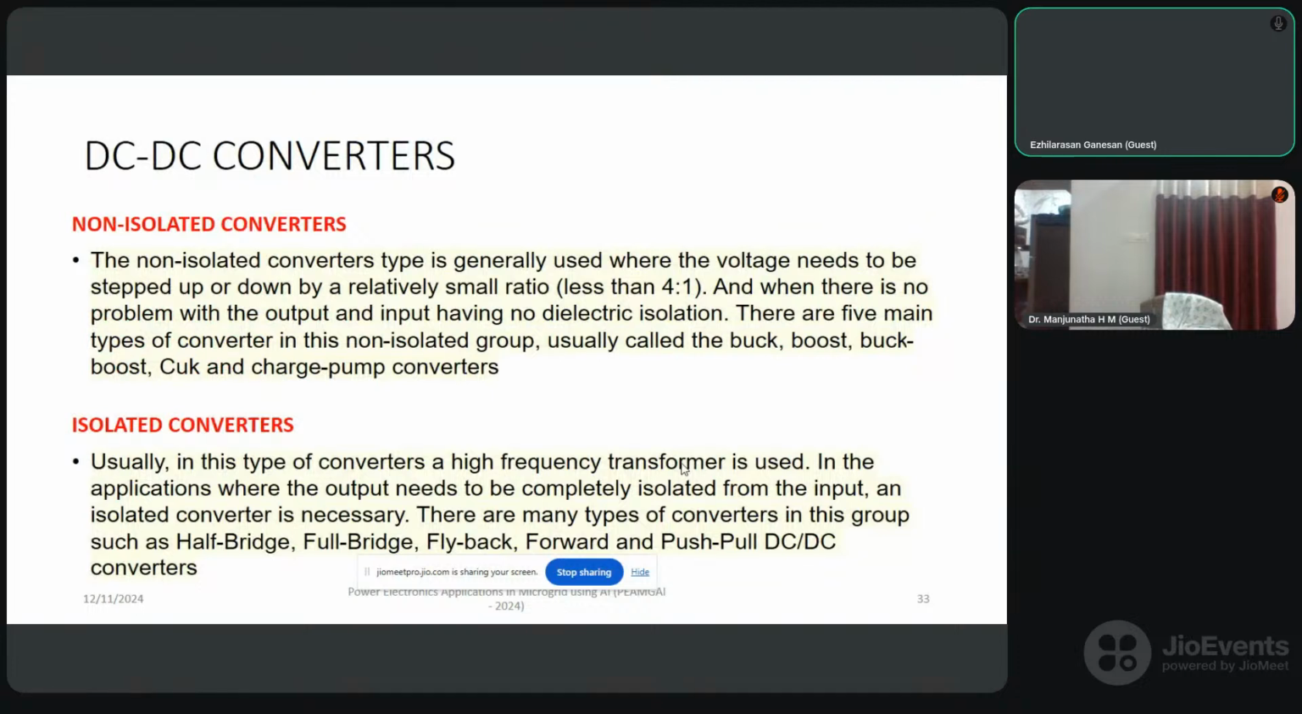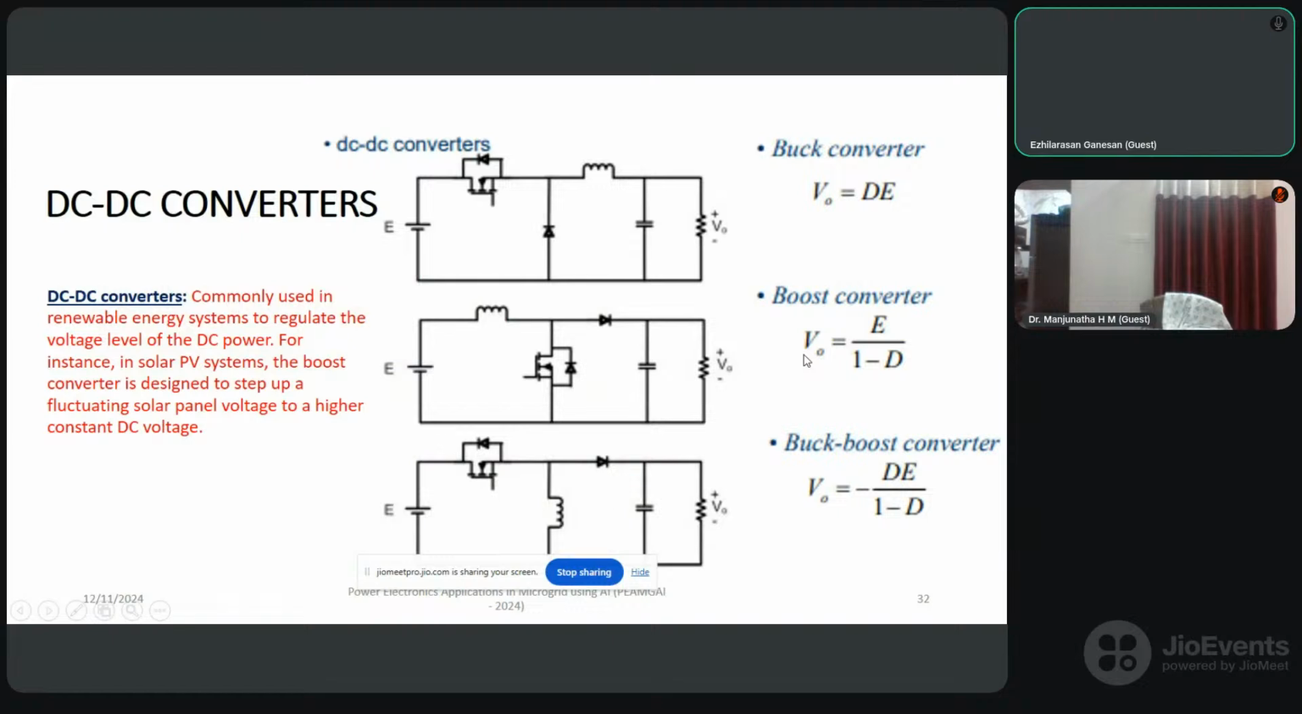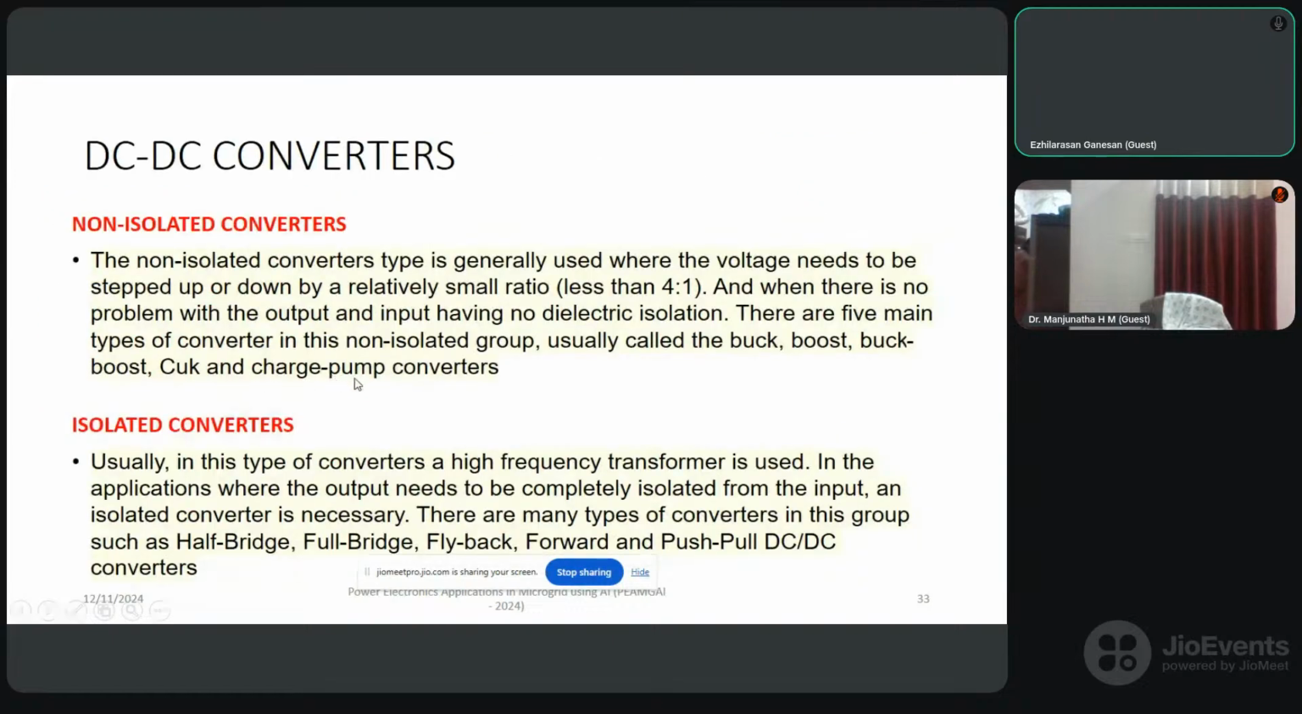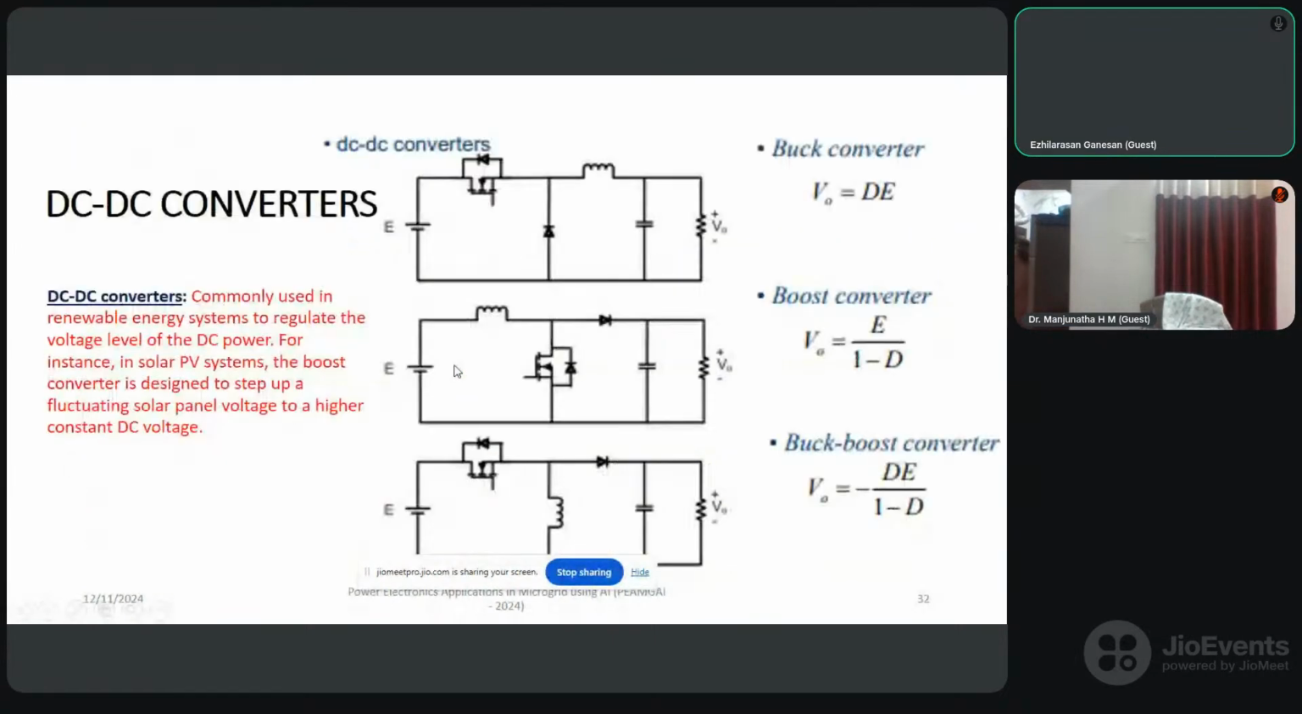In DC-DC converters, we have non-isolated converters and isolated converters. Non-isolated converters means where there is no isolation. There are main types of non-isolated converters, usually the converters I have shown here: the buck boost converter, cuk converter, charge pump converters are some examples. It is called non-isolated because the source and load are electrically connected here.